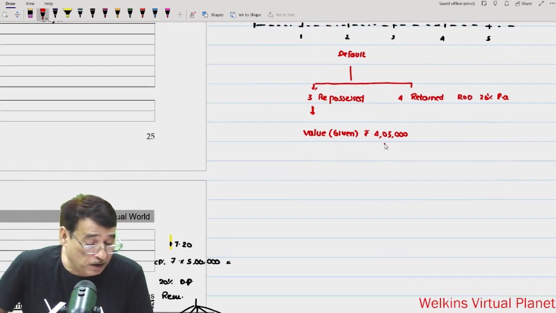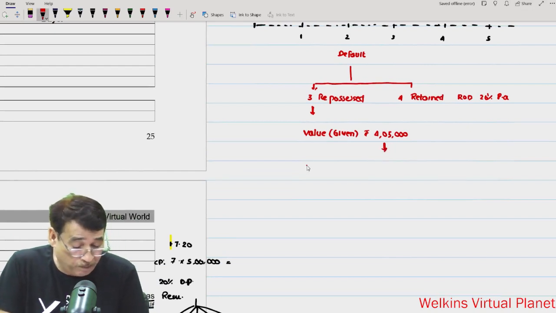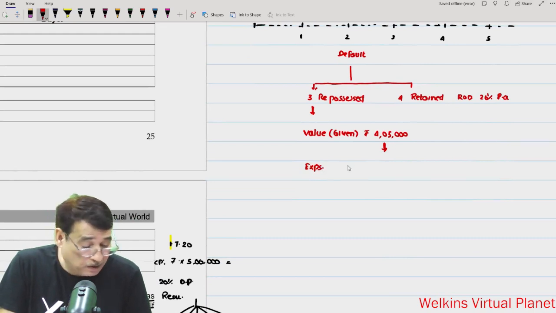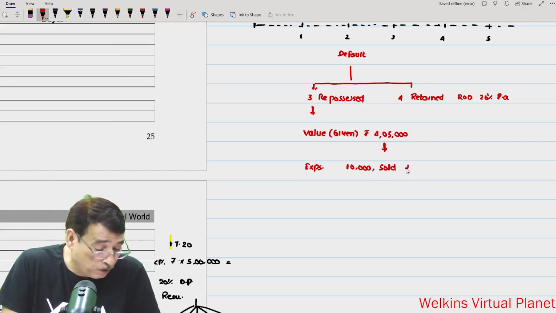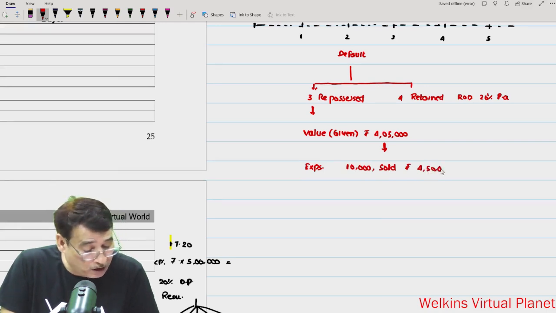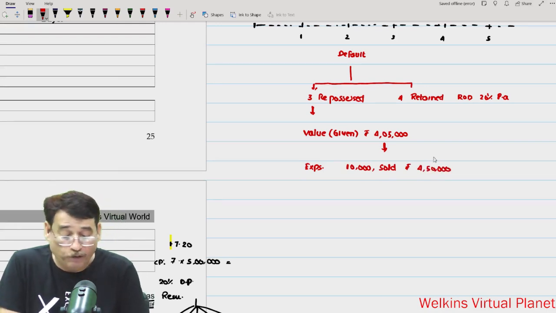After repossession, it is also given that he incurred some expenses on repairs, that is 10,000, and sold it for rupees 4,50,000. So in this manner, you need to actually keep all the information before you.